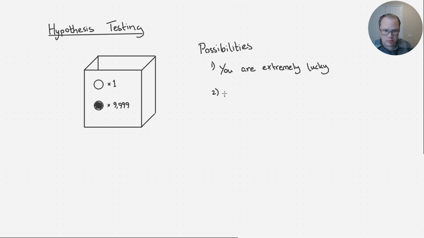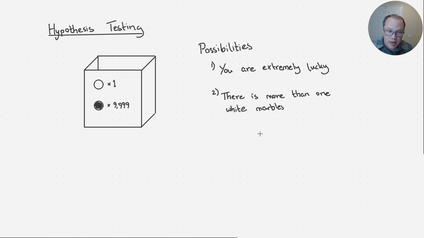Maybe there is more than one white marble. Now, I told you there was only one, but maybe I didn't check carefully. Maybe I lied. Maybe someone else snuck in and put more white marbles in there. Maybe I got the white and the black confused. Maybe there's actually 9,999 white and one black. So it's possible that I was just wrong, and there isn't exactly one. So these are what could have happened. If you reach in and pull out a white marble, these are the two possibilities.